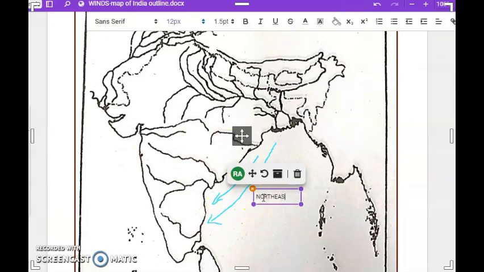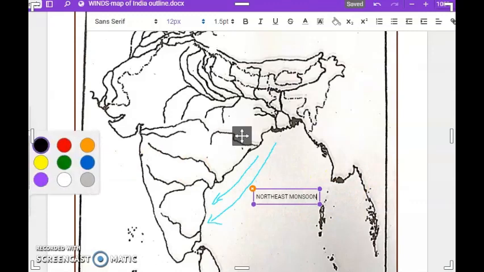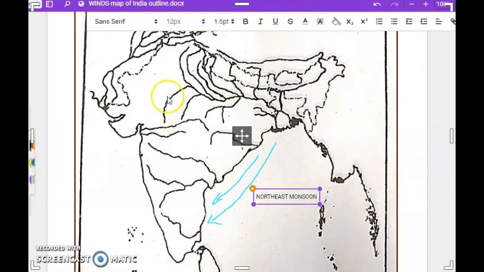Now these northeast monsoon winds do not shed moisture during the summers. Mainly the rain that we experience is in the winter season, as these winds are moving from the land to sea.